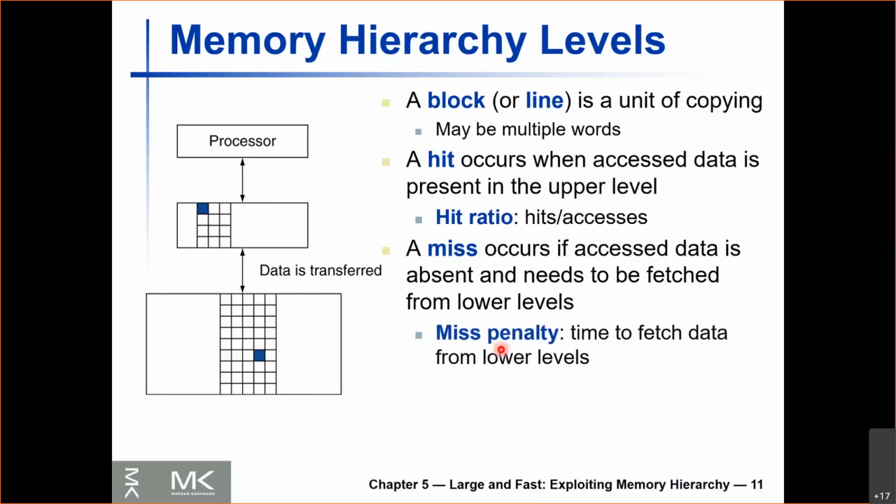The miss penalty is the time that it takes to fetch data from the lower level. Okay, so when I try to access this level over here that's nearby the processor and I don't find the data, right? This next level here is much slower than the level that's close to the processor. So because this is much slower, we're going to need more time to access the data in this next level, and the time that we need to fetch the data from this next level is called the miss penalty.